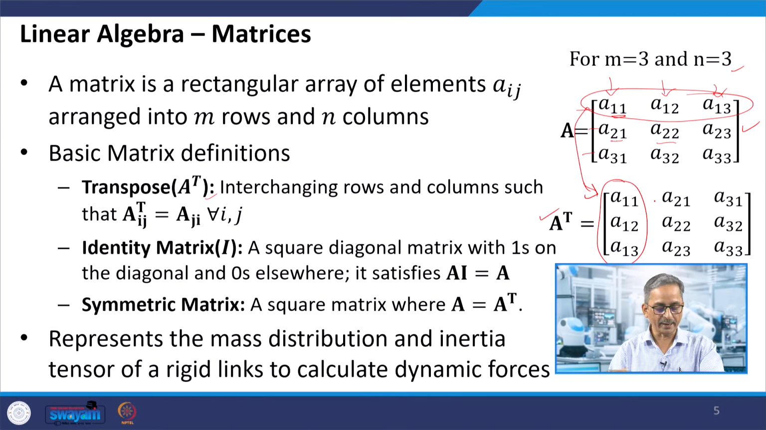The identity matrix is a square diagonal matrix with ones on the diagonal and zeros elsewhere, and if you multiply a matrix with the identity matrix you get the same matrix. A symmetric matrix is a square matrix which is the same if you take its transpose. We use this matrix concept to represent the mass distribution and inertia tensor of a rigid link in order to calculate the dynamic forces.